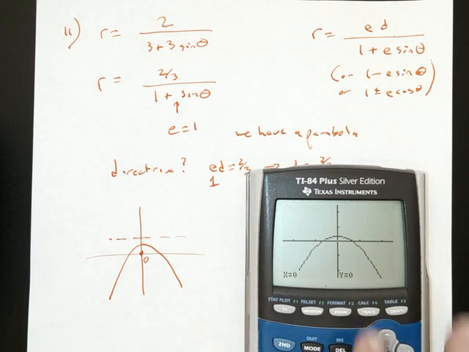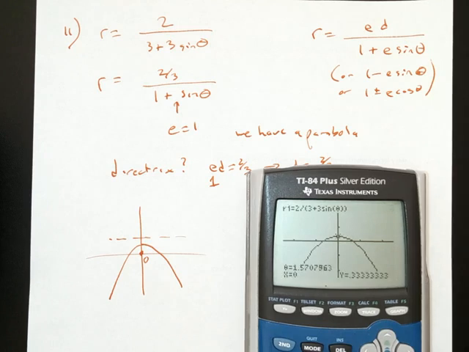As a matter of fact, if you hit trace, you'll see that we are at a height of 1/3, halfway between the focus and the directrix. 2/3 of the focus is at 0. There we are at 1/3.